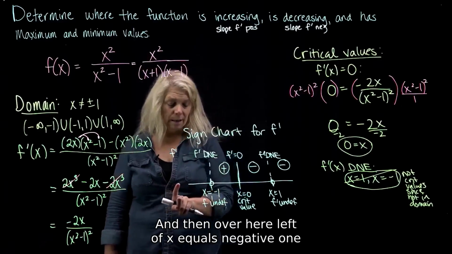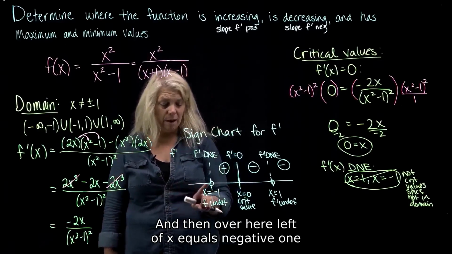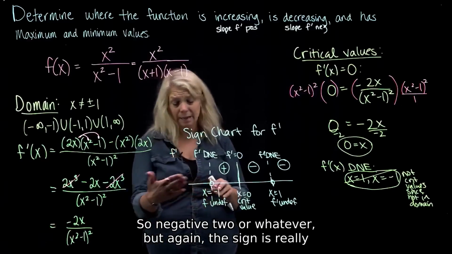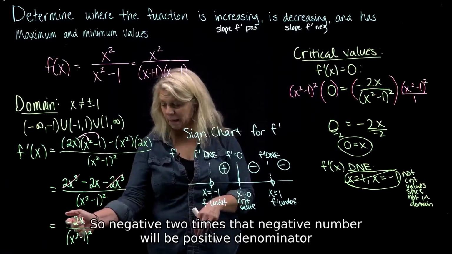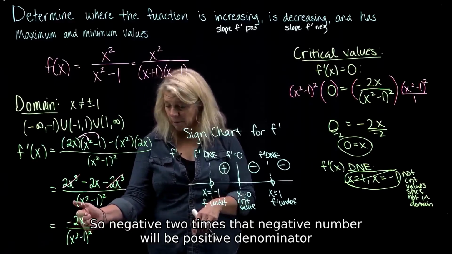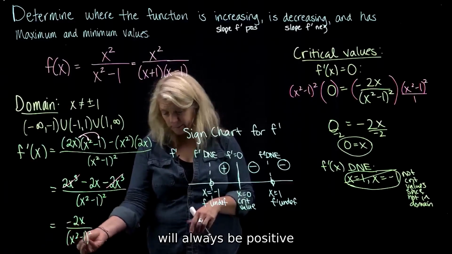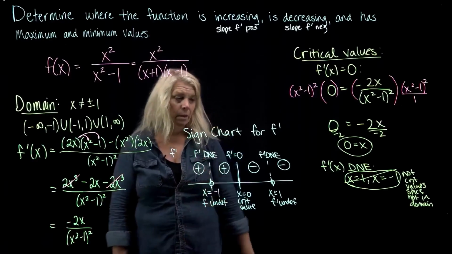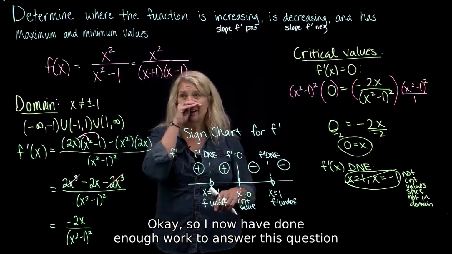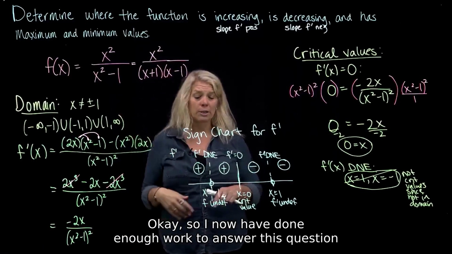And then over here, left of x equals negative 1, so negative 2 or whatever, but again, the sign is really all that matters. Some negative number that I'm going to plug in. Negative 2 times that negative number will be positive. Denominator will always be positive. Positive over positive is positive. Okay, so I now have done enough work to answer this question.